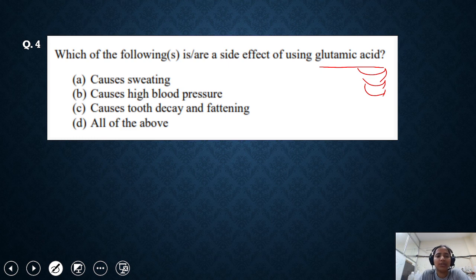First one is it causes sweating. Second option, causes high blood pressure. Third is causes tooth decay and fattening. And D is all of the above. So using glutamic acid causes sweating, yeah, correct. It causes high blood pressure, that is also correct. And tooth decay and fattening, this is also correct. So all these three are the side effects of this glutamic acid. So for this question, the answer is D.